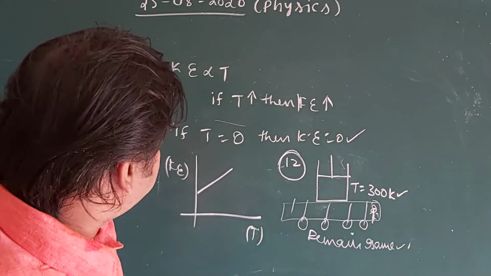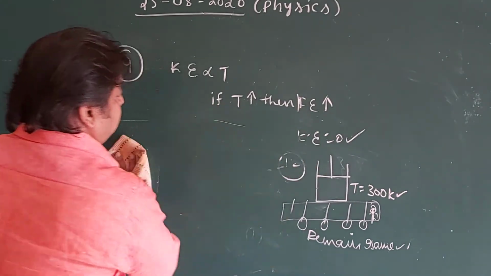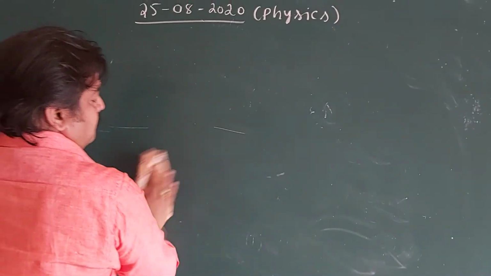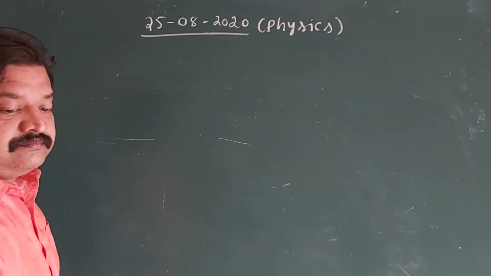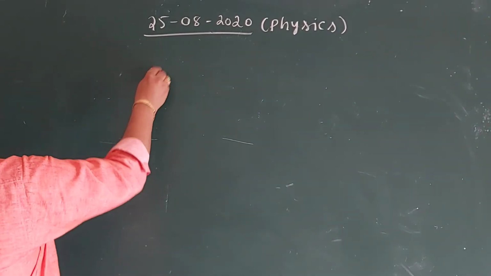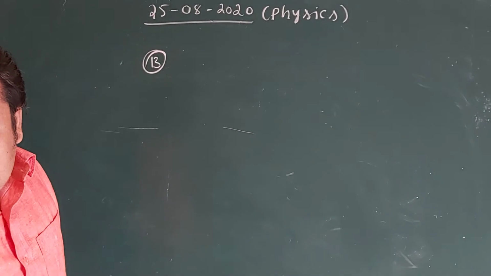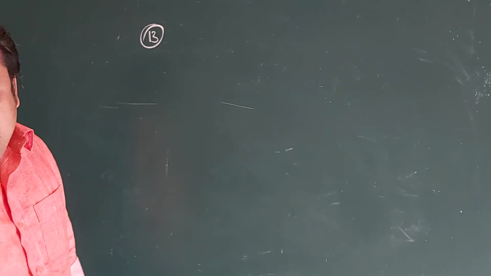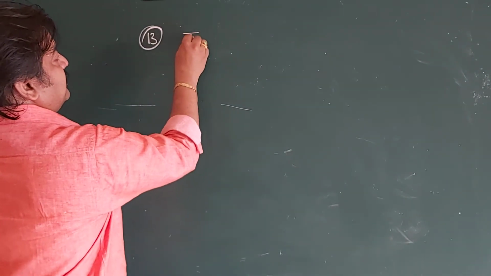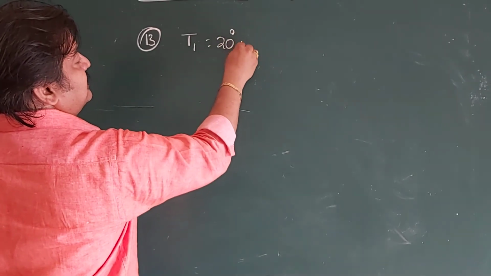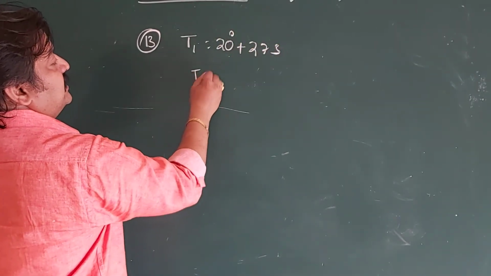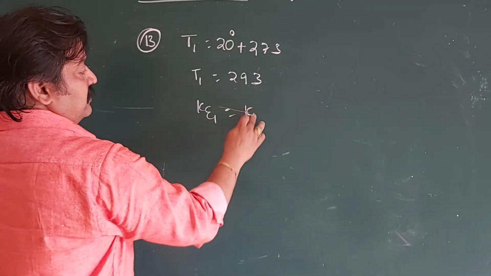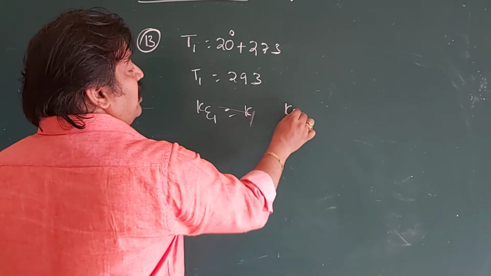At which of the following temperatures would the molecules of a gas have twice the average kinetic energy they have at 20 degrees Celsius? Given the initial temperature of 20 degrees Celsius, you must convert it in kinetic theory by adding 273. T1 is equal to 293. KE1 is equal to K. Now at what temperature?